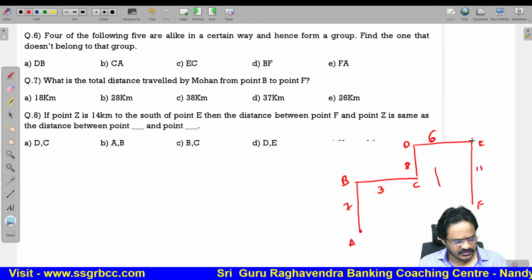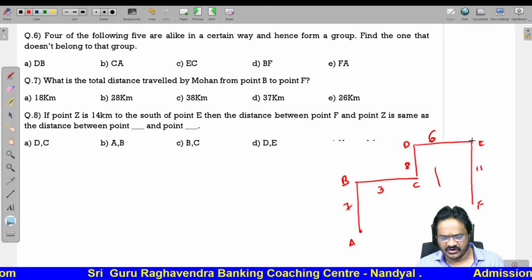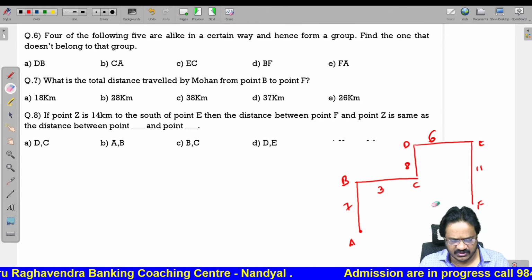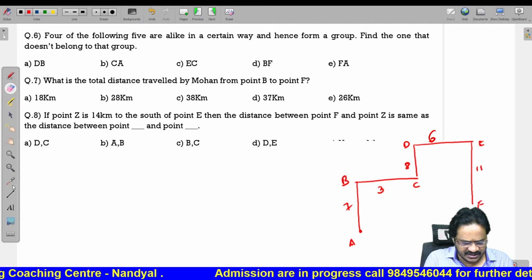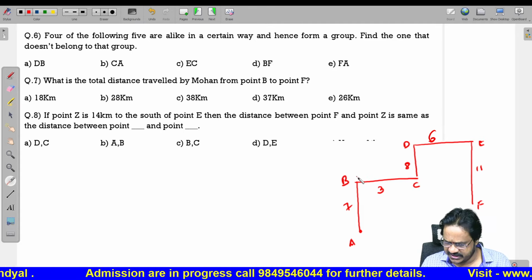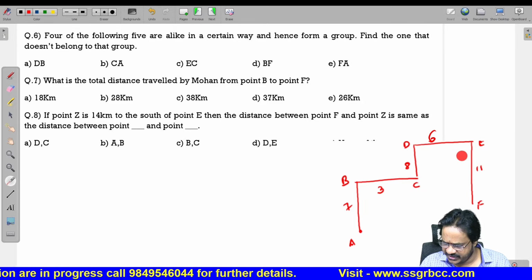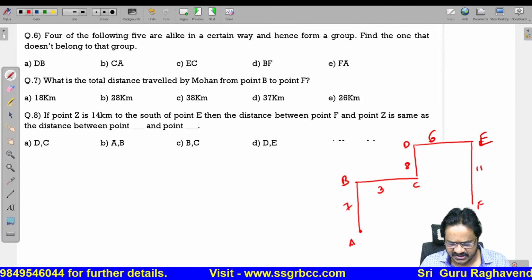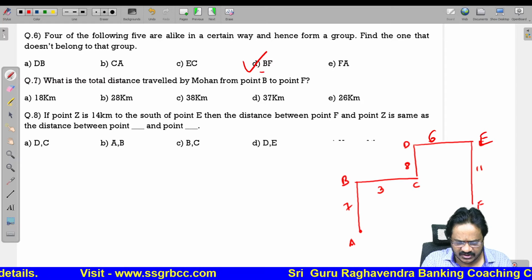Okay. First one, 4 of the following 5 are alike in certain way and hence form a group. Which is the one that does not belong to the group? If you see DB, CA, EC: D southwest is B, C southwest is A, E southwest is C. BF, B southeast, so BF is the odd one out.